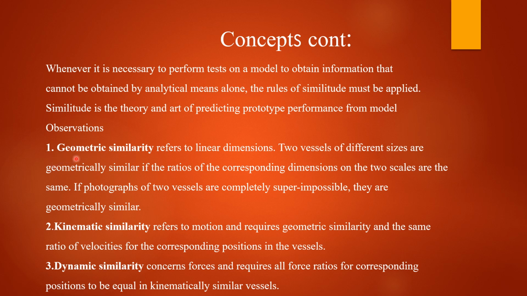Let's look at geometrical similarity. It refers to linear dimension. Two vessels of different size are geometrically similar if the ratios of the corresponding dimensions on the two scales are the same. If photographs of two vessels are completely superimposable, they are geometrically similar.